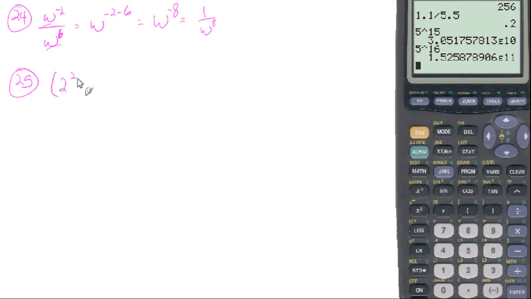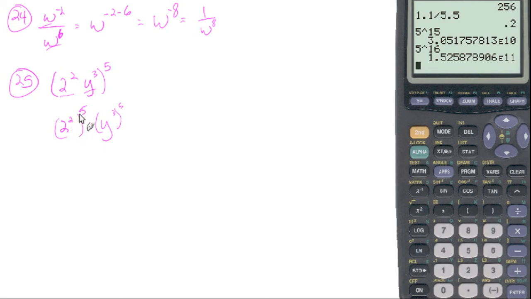2 squared times y to the 3rd. And all of that is raised to the 5th. Alright, so this is something times something else, and that product there is being raised to a power. When that's the case, then each of these parts of the product get their own exponent of 5. So y to the 3rd gets raised to the 5th. So this is 2 squared to the 5th.